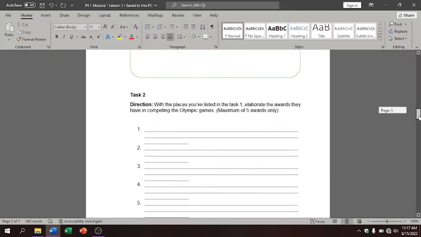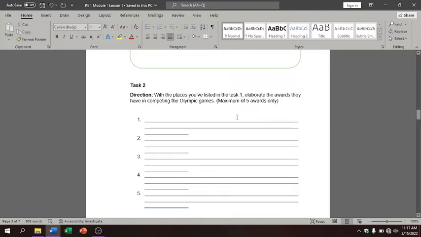In Task 2, with the places you've listed in Task 1, elaborate the awards they have in competing in the Olympic Games. Maximum of 5 awards only for each place. Obviously, once you know the place, they are already achievers. You would not recognize the place if they had not achieved anything. So whatever you listed, obviously they have awards.